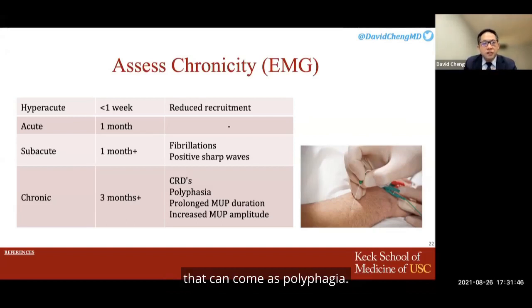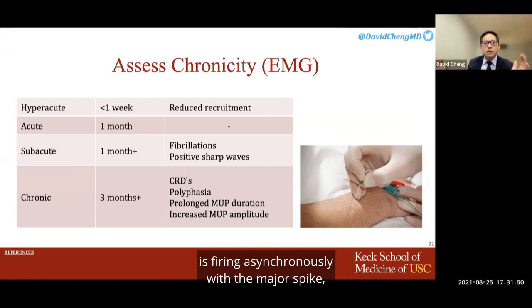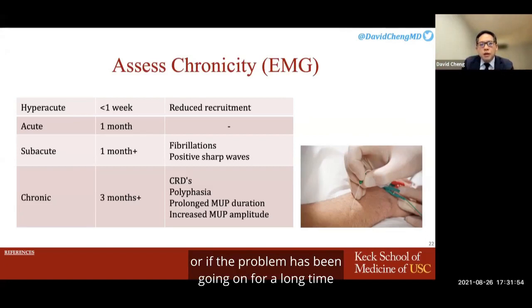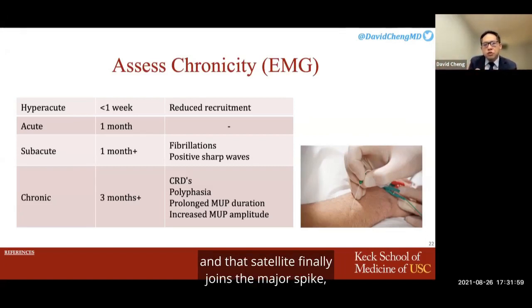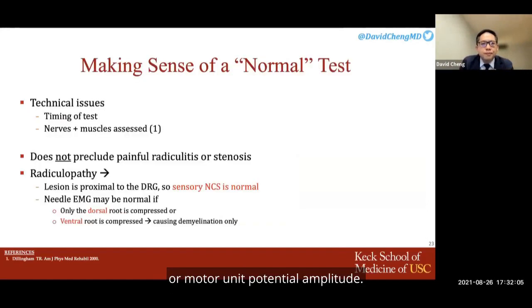That can come as polyphasia, so lots of different waves, because the satellite potential is firing asynchronously with the major spike. Or if the problem has been going on for a long time, and that satellite finally joins the major spike, then we're seeing that increased MUP, or motor unit potential amplitude.